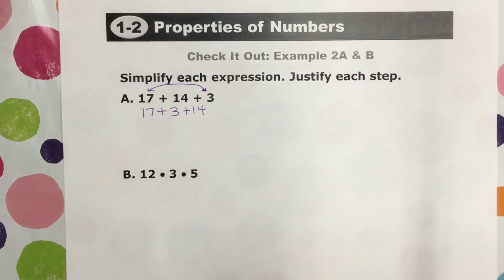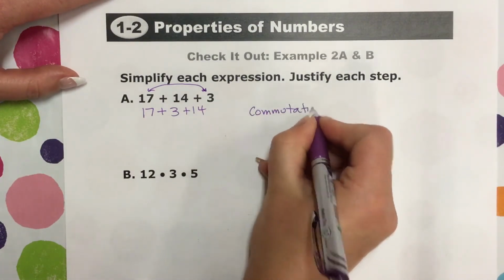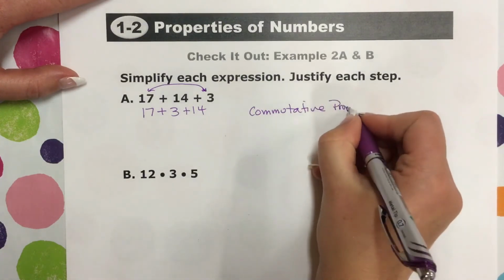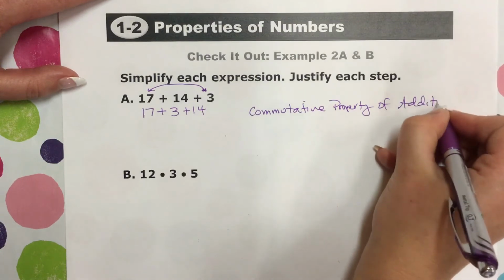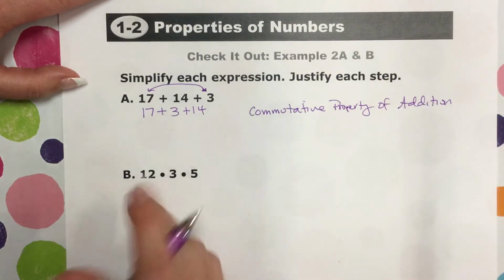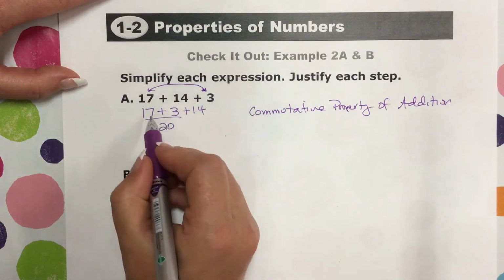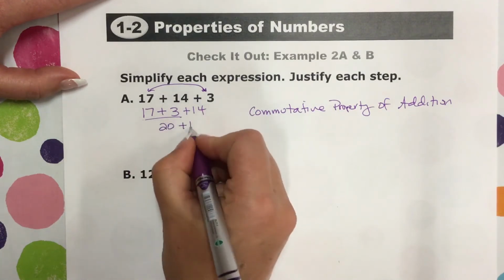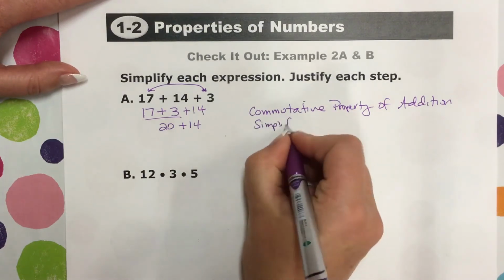And why can you do that? Well, I can do it because of the commutative property of addition. Okay. Then I'm going to do the 17 plus 3, which is 20. I'm doing the order of operations, addition left to right, plus 14. Why can I do it? Well, because I can simplify a problem.